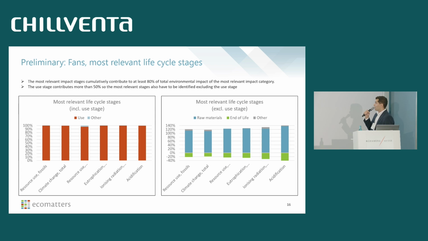Then in PEF, there's also this rule that if the use stage contributes more than 50%, then you also have to show the contributions of the stages when we exclude the use phase, so that we get a clear picture of which of the other stages contribute to impact when we disregard the use phase. So when we do that, we can see that for all of the impact categories, the raw materials are causing most of the impact.